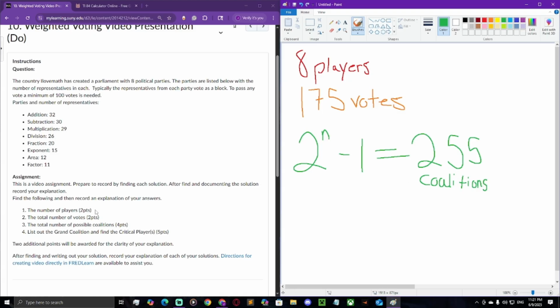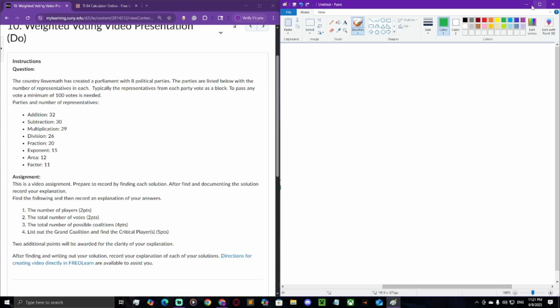All right, now we're on question 4. List out the Grand Coalition and find the critical players. The Grand Coalition is all players being part of a coalition, put against the quota. So what that would look like would be, we're going to move over so we have more room. Because I write big, our quota is 100, so we're going to put our brackets. There we go, 100.